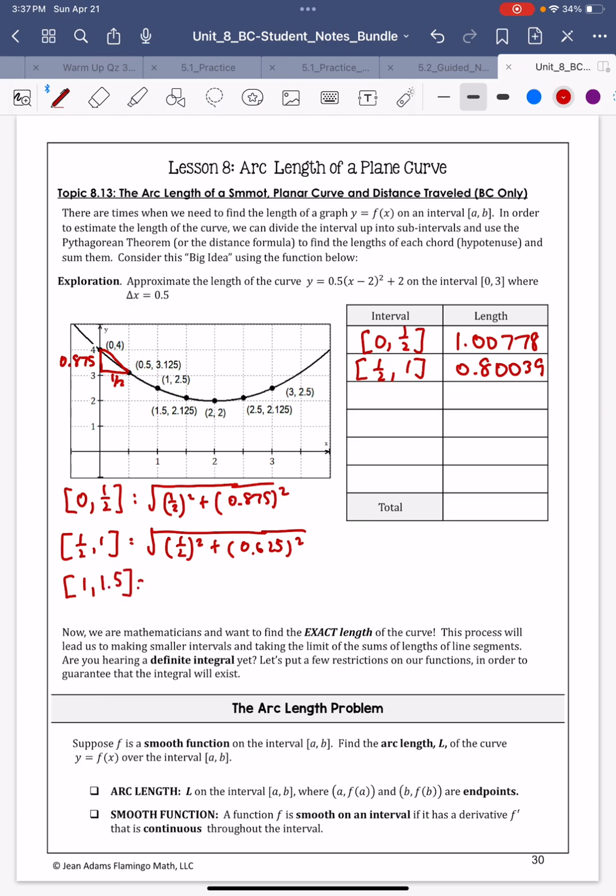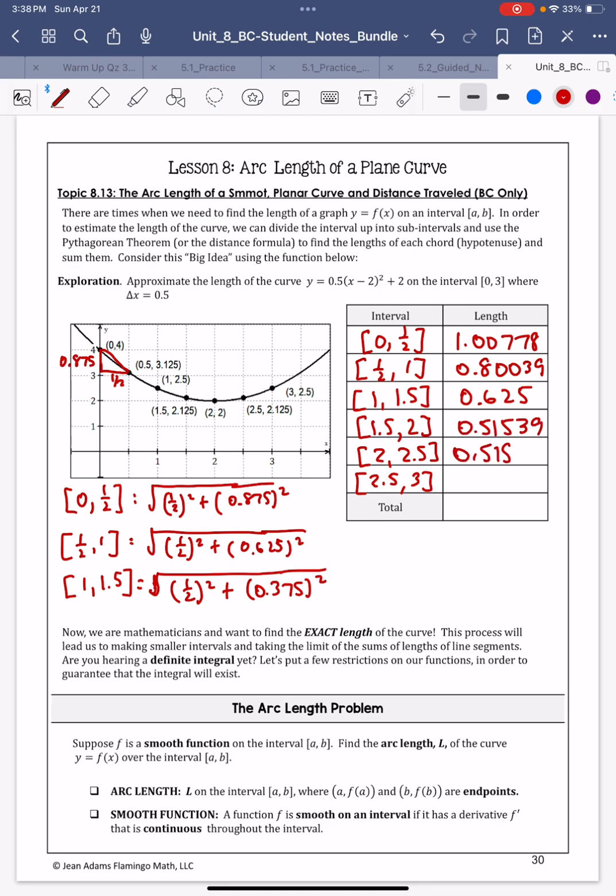I'm sure you can see the pattern here. If you would like to pause the video and calculate all of these, that would be great. I'm going to go ahead and fill in all of these. I'm assuming you came back from the pause and were able to calculate all these values. We got 0.625, 0.51539, another 0.51539, another 0.625. And if we add these all up, we get 4.08895 as our estimate.